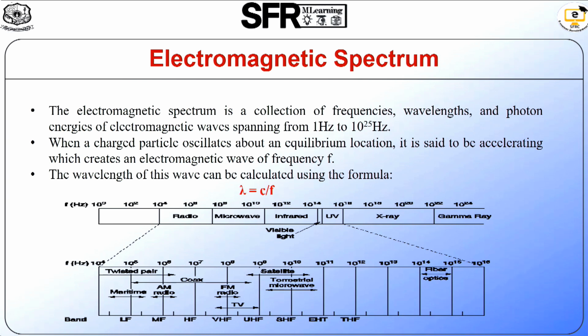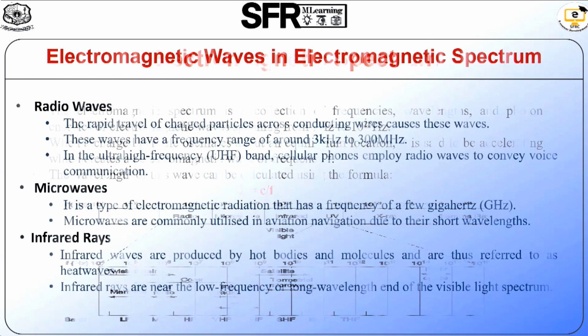Electromagnetic waves span from 1 Hz to 10 to the power of 25 Hz. When a charged particle oscillates about a location, it creates electromagnetic waves of a certain frequency. The wavelength can be calculated using the formula lambda equals c by f. Now, look at the diagram of the electromagnetic spectrum, which has many waves for transmission. Let's see them one by one.